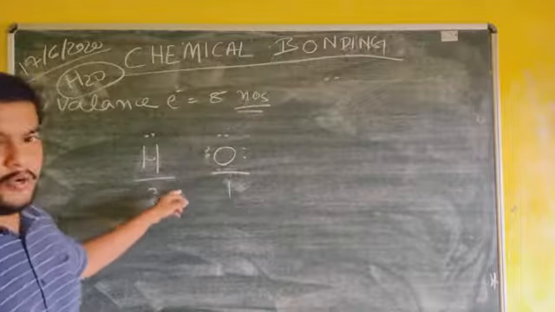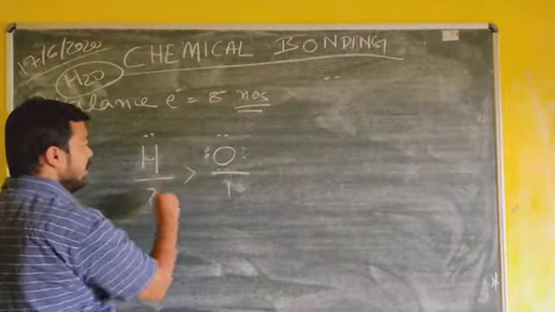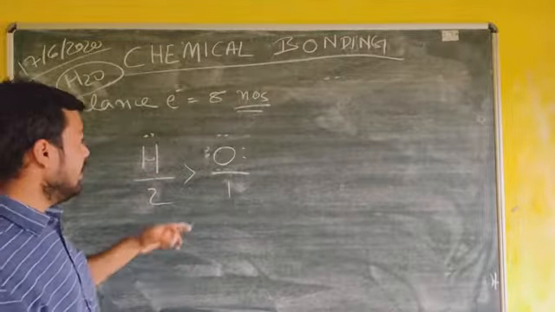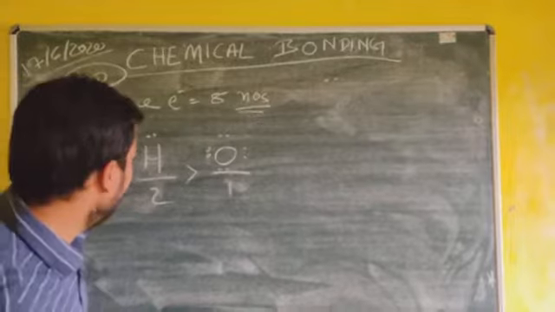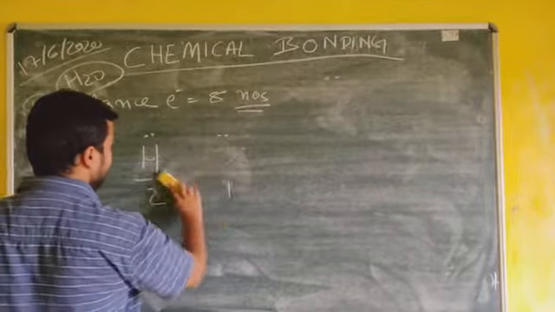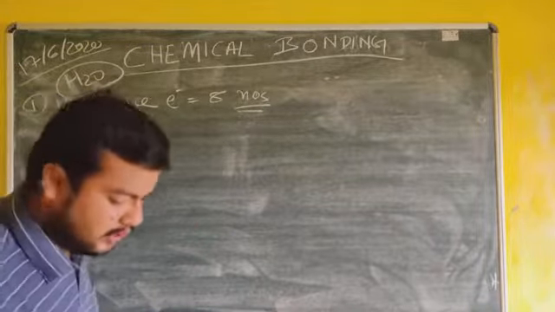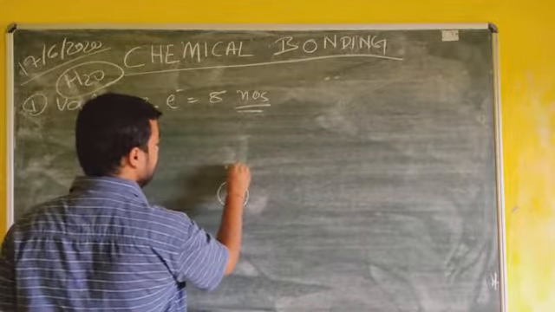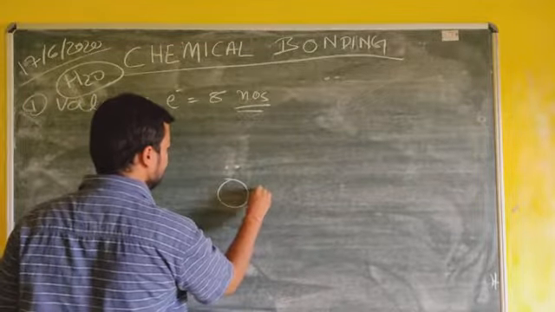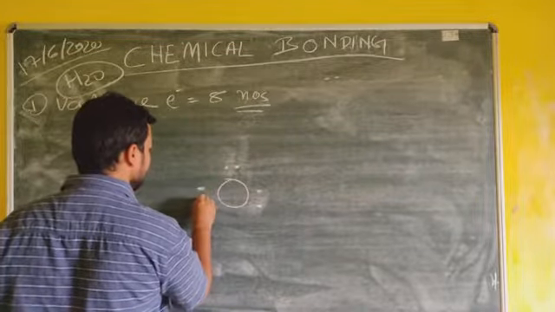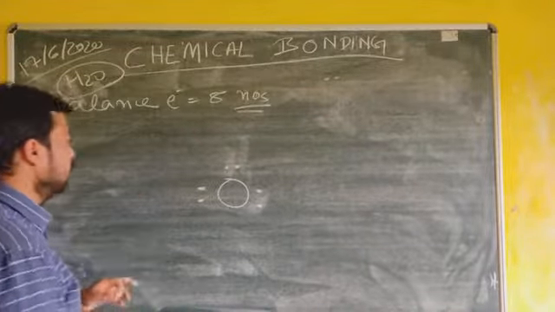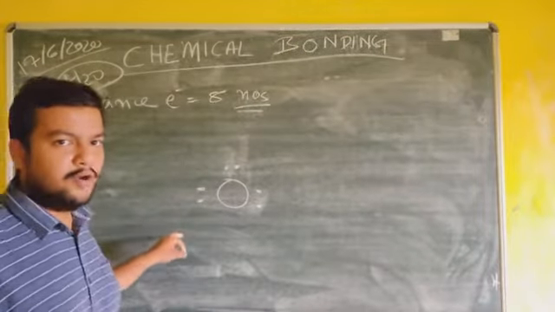So which one will be more electronegative? Hydrogen, because it is easier for hydrogen to gain 1 electron than for oxygen to gain 2 electrons. So we know that we have to write oxygen as the central atom. So let's write oxygen. There are 6 valence electrons present in oxygen. Now oxygen is the central atom, which means hydrogen will be at the sides, both sides.